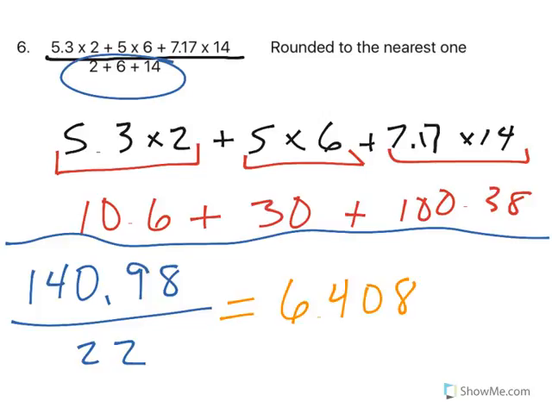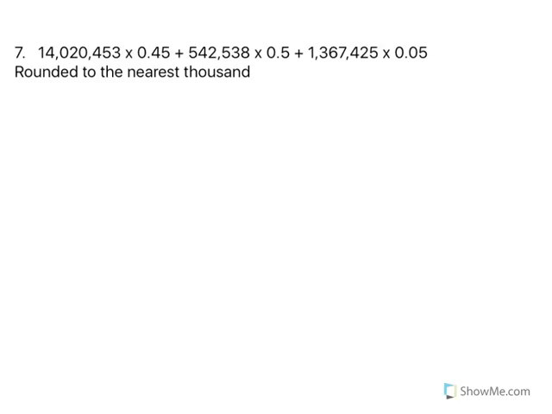Round to the nearest 1, that's 6. 4 rounds down, my estimation is 6. Number 7, order of operation. Again, this is very similar to the one we just did. We're going to multiply our chunks of multiplication before we add together.